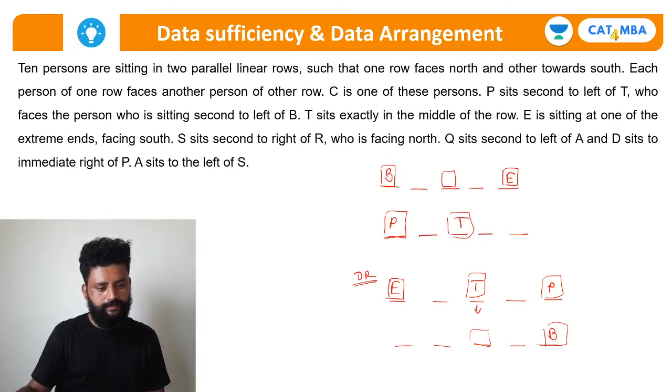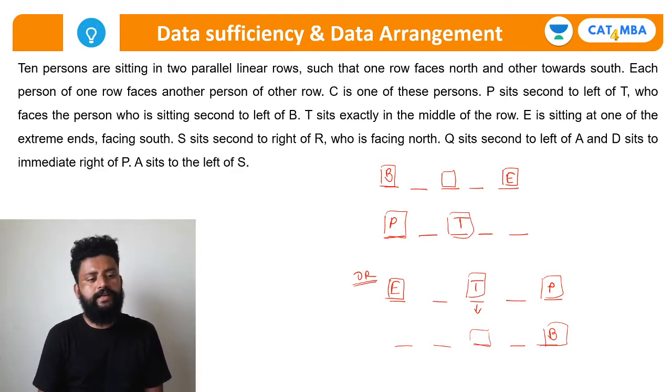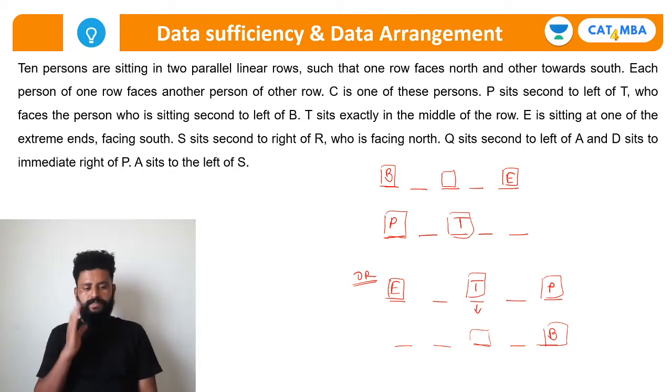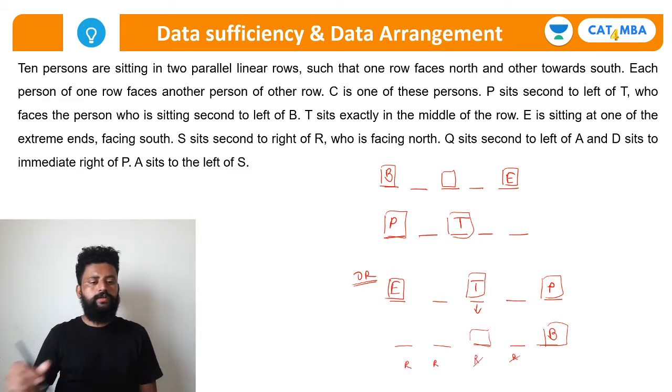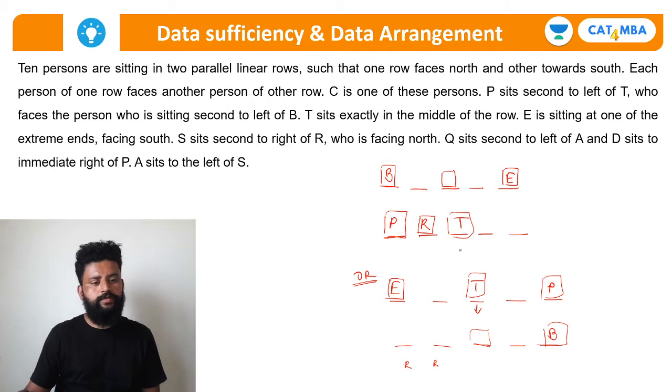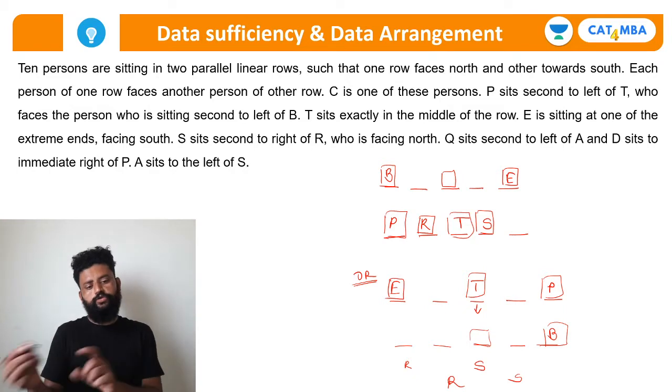S sits second to the right of R. Who is facing north? So R is facing north, and S sits second to the right of him. So R cannot be here. R can be here or here. And in this case, R cannot be here. So in this case, R must be here. Now this could be one possibility. The other possibility could be R here, S here, or R here, S here. So for the second possibility, we have two more possibilities. So in total there are three possibilities, depending on the position of R and S.